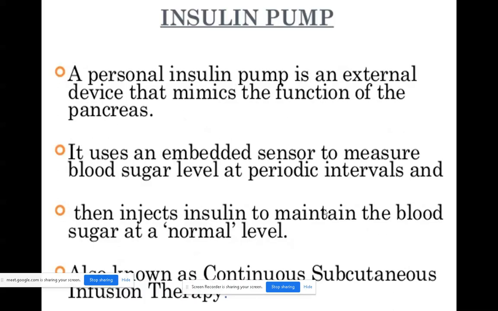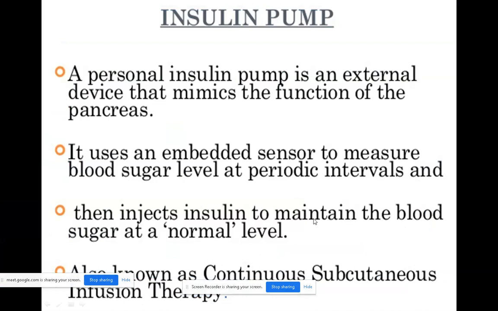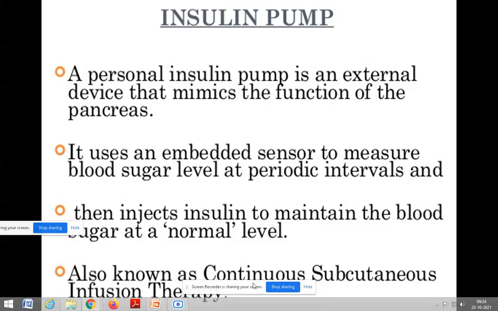Then, a personal insulin pump is an external device that mimics the function of the pancreas. It uses an embedded sensor to measure blood sugar level at periodic intervals and then injects insulin to maintain the blood sugar at a normal level, also known as continuous subcutaneous infusion therapy.